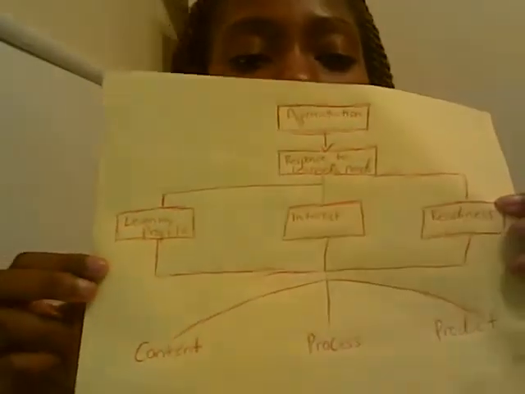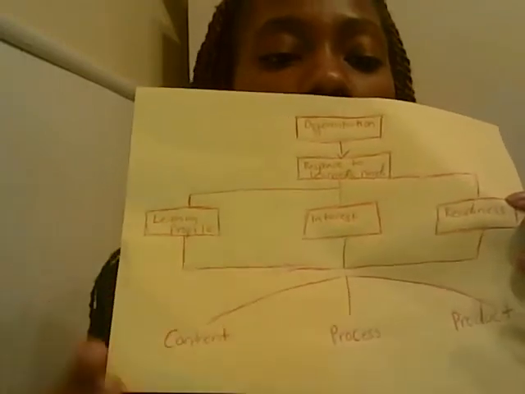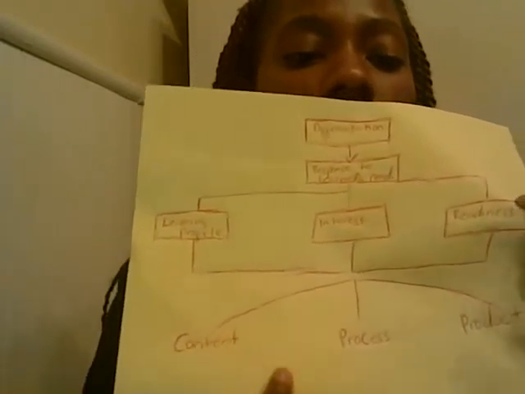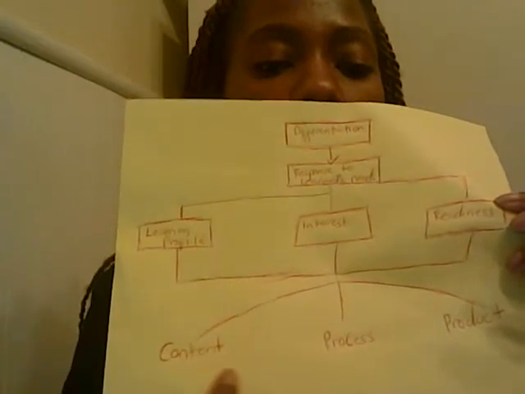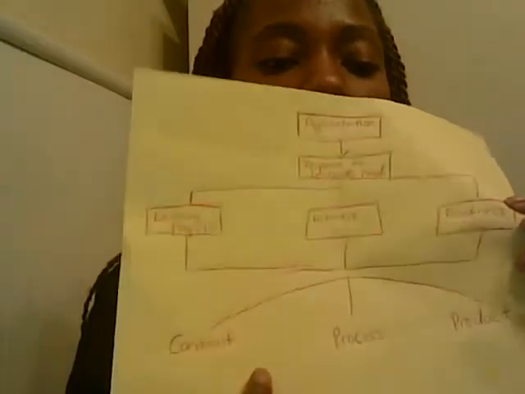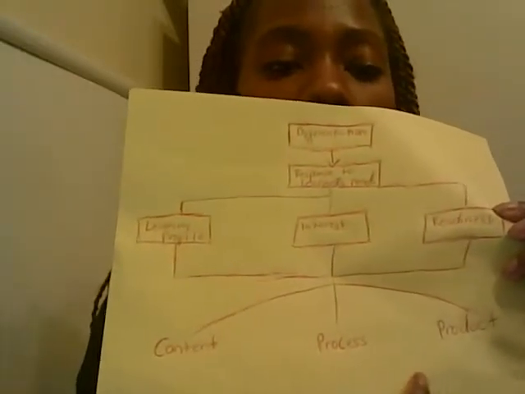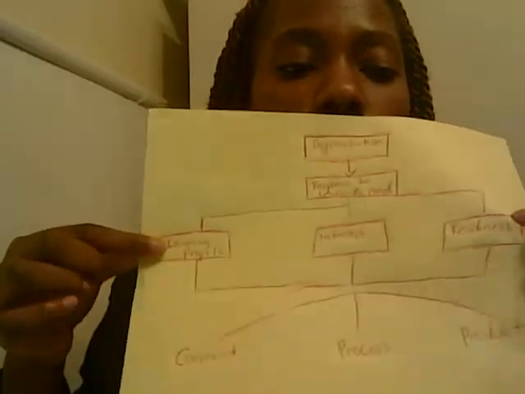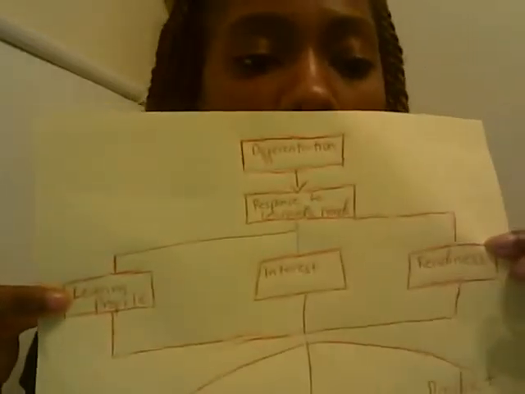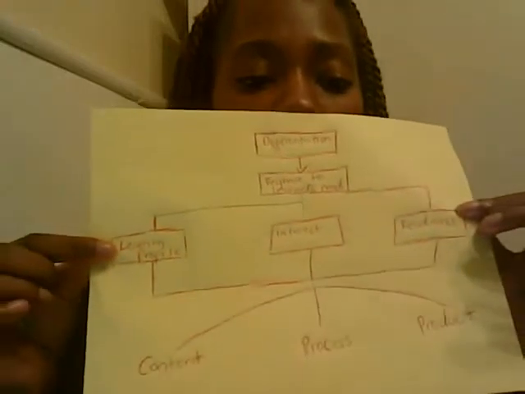Now there are the components to the differentiation instruction graphic, which is the Tomlinson model, and as you can see, here are the three at the bottom. Here are the three whats that we are differentiating: the content, the process, and the product. And here are the three hows right here: the learning profile, the interest, and the readiness.